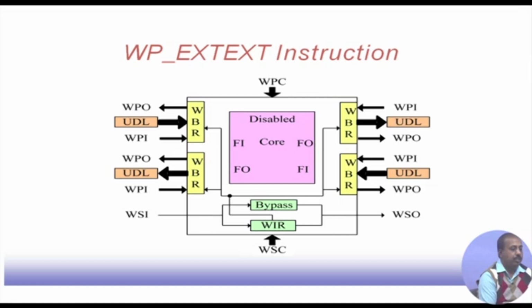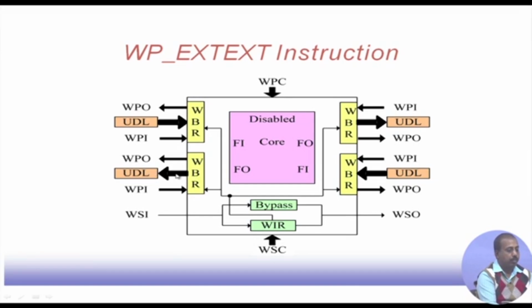Then we can have the W parallel X test instruction. Previously it was WS, which means it was done serially. Now, when we say WP, it is a parallel operation. Whatever test pattern is to be loaded will be loaded in parallel. Through this WPI line, the test pattern for this UDL got loaded. Similarly, from some other bits of the WPI line, the boundary scan register got loaded, and then the patterns may be applied to this one.